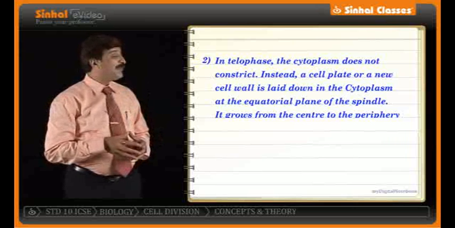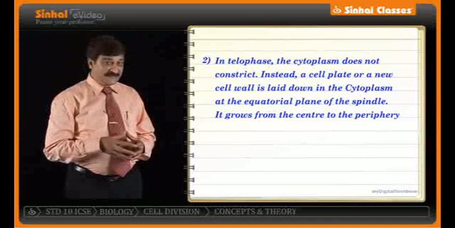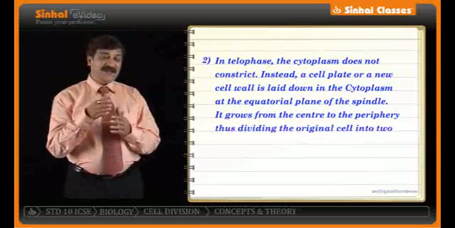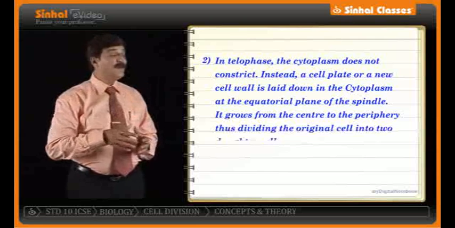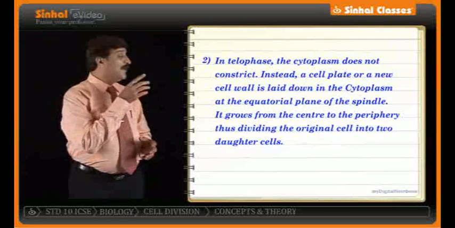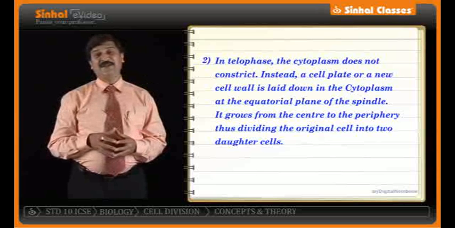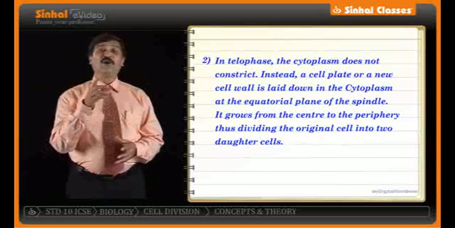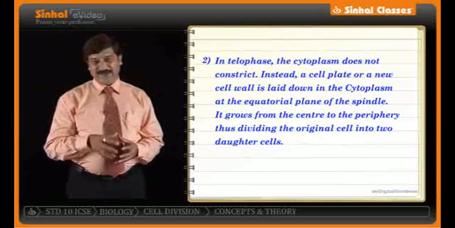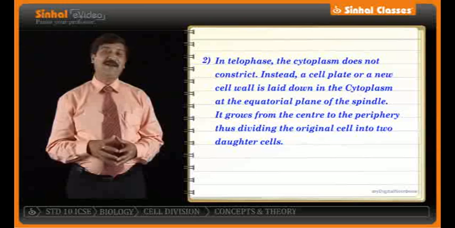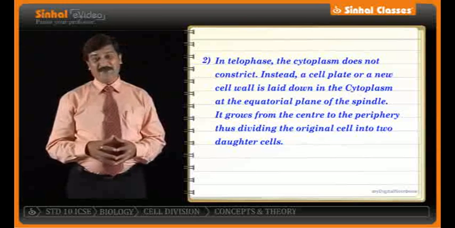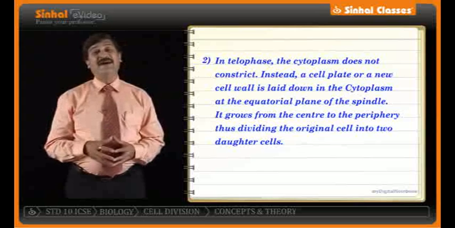So coming back to the point, it is the cell plate that is formed at the center and starts moving towards the periphery. Thus, the original cell now divides into two daughter cells. So the basic difference was with the first thing, the spindle fiber. The second difference that we are taking into account is the formation of the cell plate. Two major points to be remembered even from our ICSE board exam point of view.